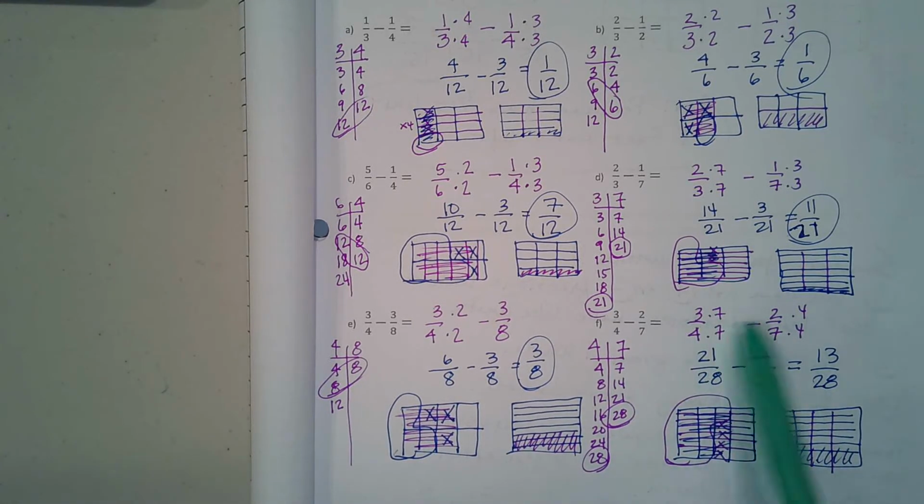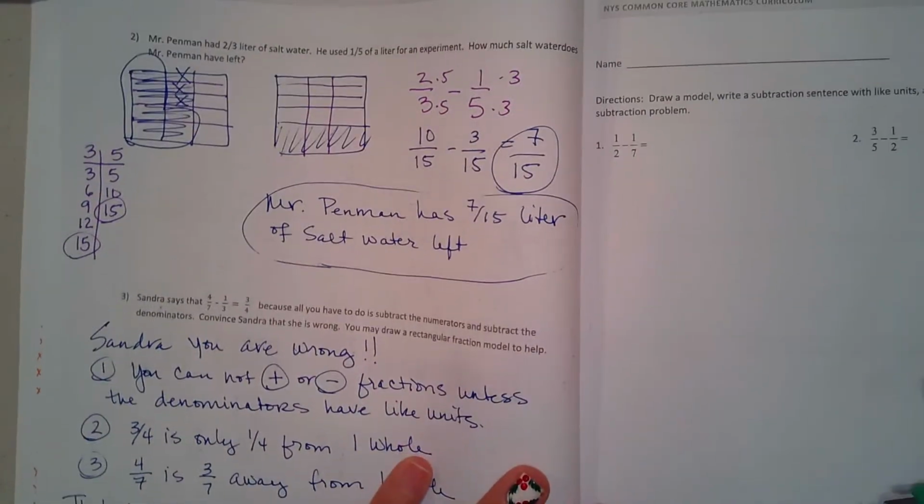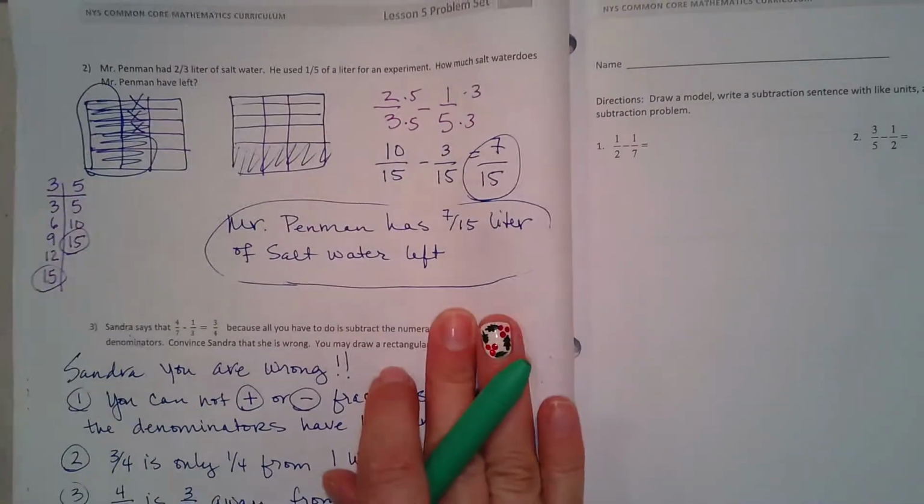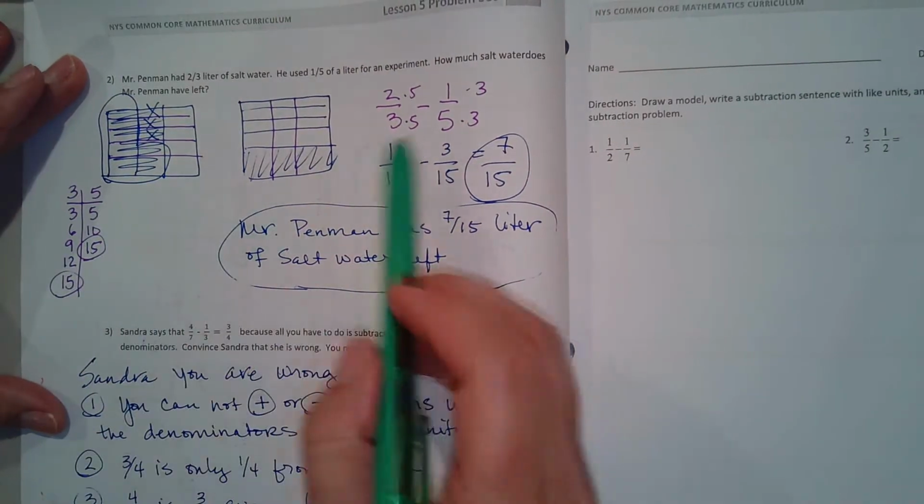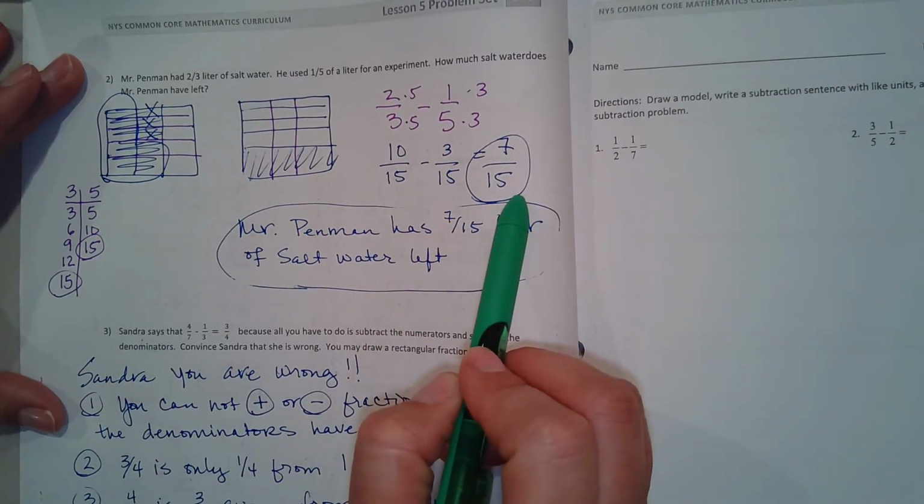So I scoreboarded, multiplied, subtracted, used the rectangular fraction model to illustrate exactly what we just did up here. And we took 8 away from 21. All right, on our word problems, I scoreboarded, multiplied, subtracted.